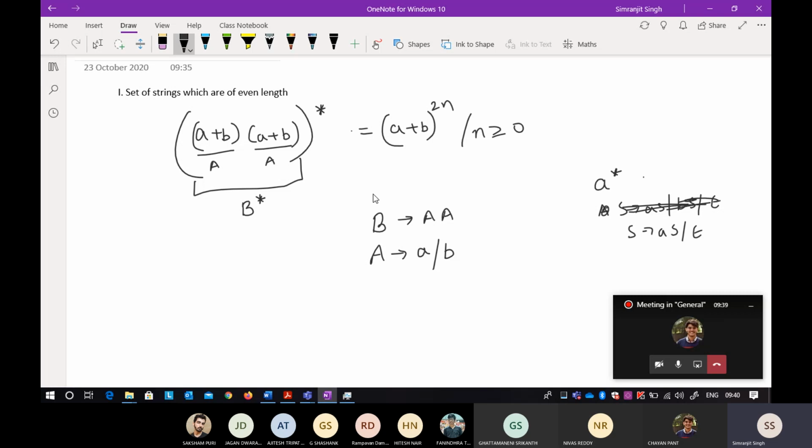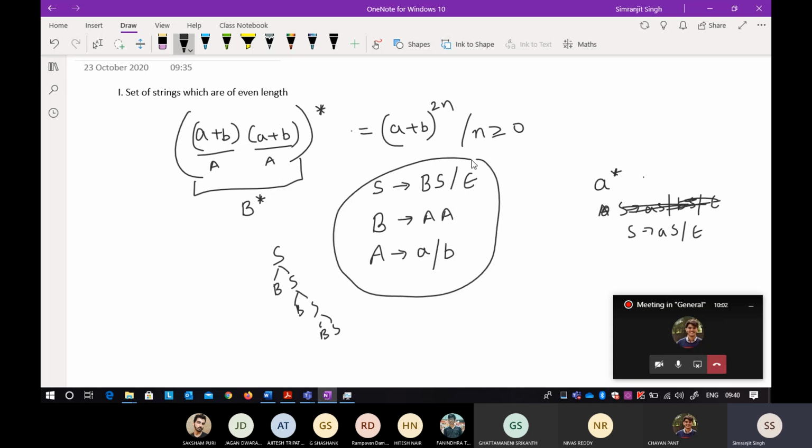So what do you do? You just take a start symbol S, and then you take this variable B, and then it is S. Okay, so it means that it is BS. Why? Because any number of B's can come. And if you want to stop, because this is raised to the power of star, you also want the epsilon, so write epsilon. So this will be your answer.